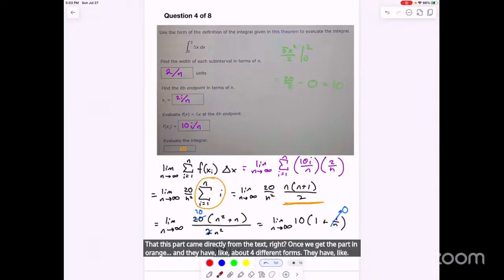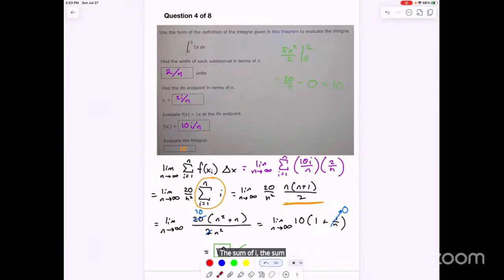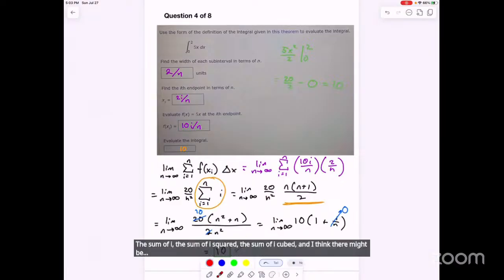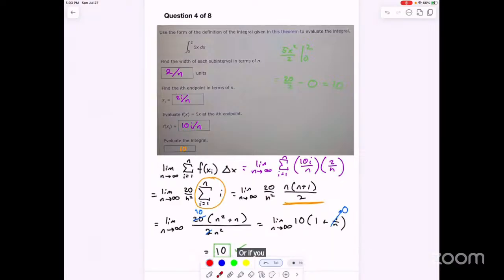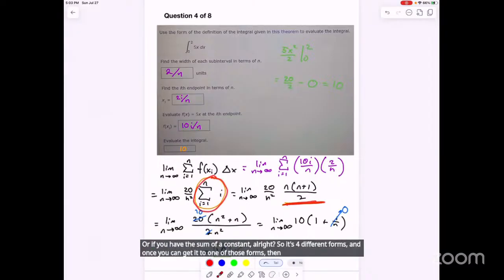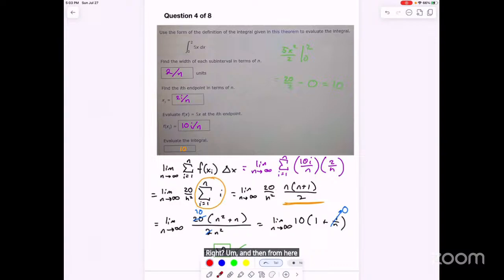Once we get the part in orange, they have about 4 different forms. They have the sum of i, the sum of i squared, the sum of i cubed, or if you have the sum of a constant, all right? So it's 4 different forms, and once you can get it to one of those forms, then you can translate it to this, right? And then from here, now it's algebra, you expand with your n's, you do your cancellations. Once we got it down to here, when we take the limit as n goes to infinity, that allowed this term in blue to go to 0, and we finished with our desired result of 10. Man, that was an adventure.